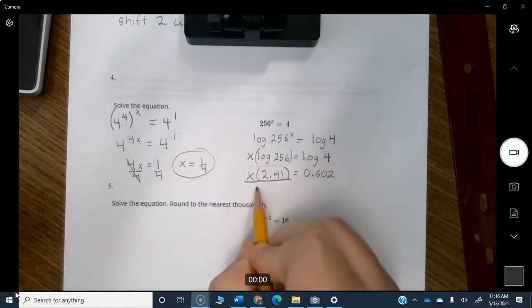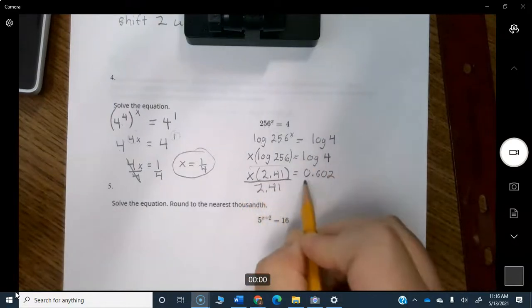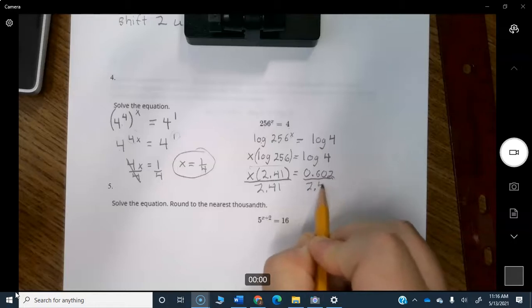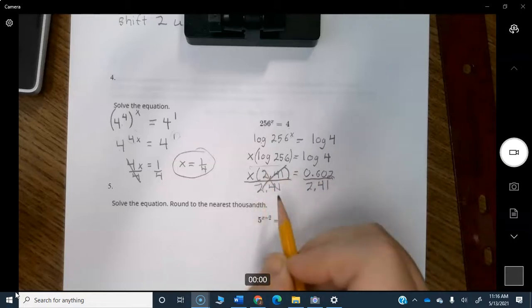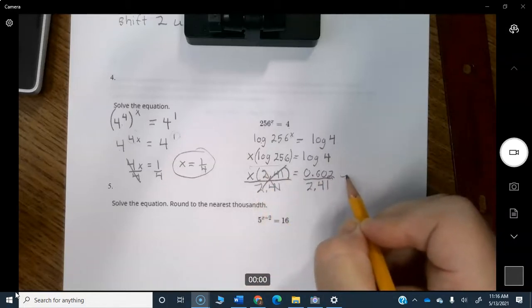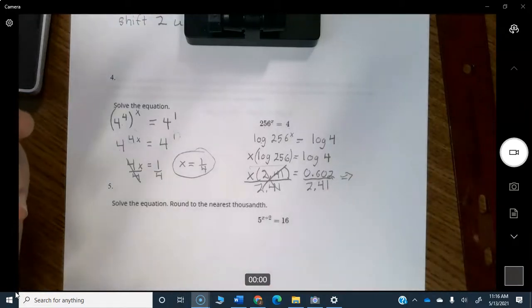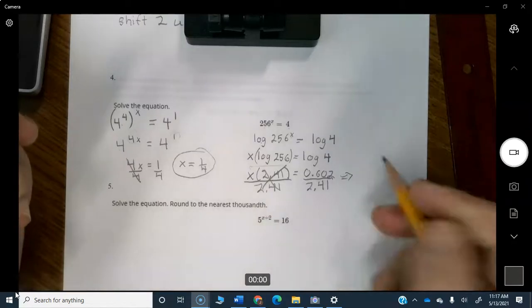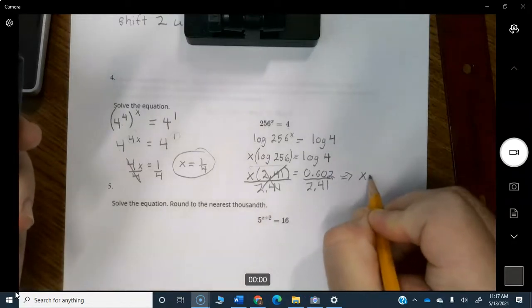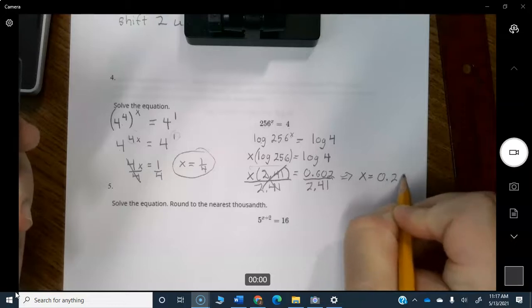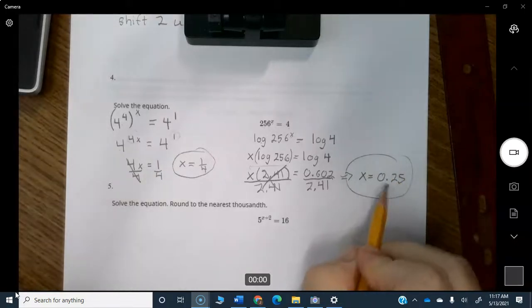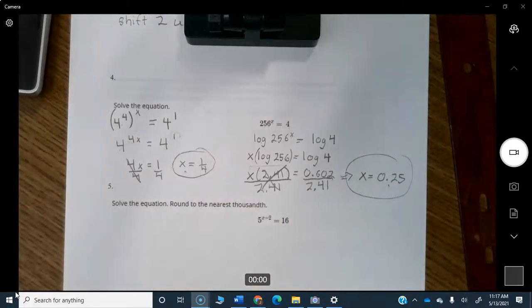Okay, so I'm going to divide both sides by 2.41. Those cancel, and I'll come over here. 0.602 divided by 2.41. And that gives us, if I round it, x equals 0.25, which 0.25 is the decimal form of 1/4. So you get the same answer either way. And either of these would be acceptable if you left the answer in either of those forms, okay?